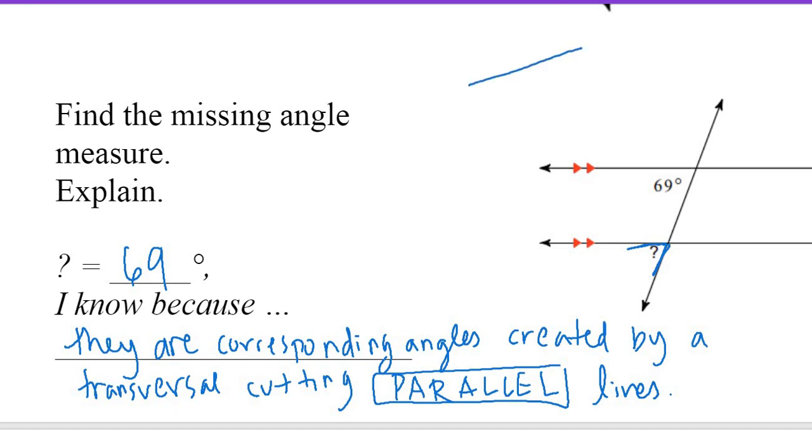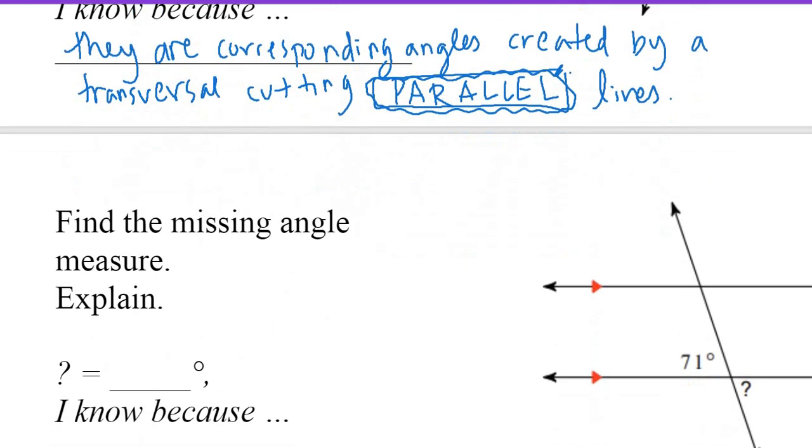For example, here I have non-parallel lines cut by a transversal. If I knew this angle was 69 degrees, this would remain a question mark. I wouldn't be able to find it. So the parallel part is really important.